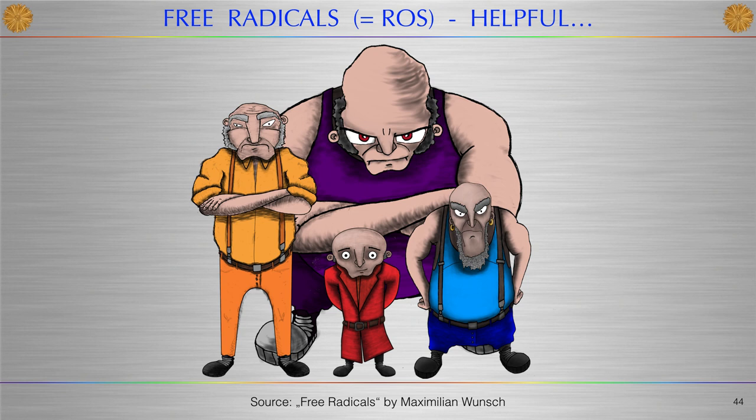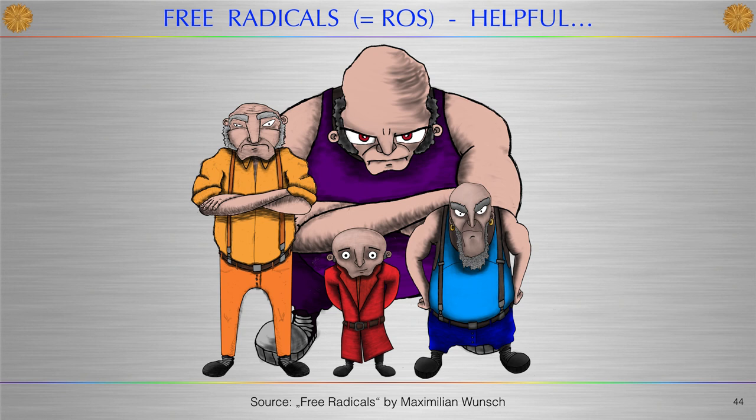And these free radicals, or reactive oxygen species, they are helpful in a certain concentration range. They are doorkeepers, responsible for the first line defense. They destroy bacteria, fungi, and viruses. Practically all dermal light reactions depend on the generation of reactive oxygen species.